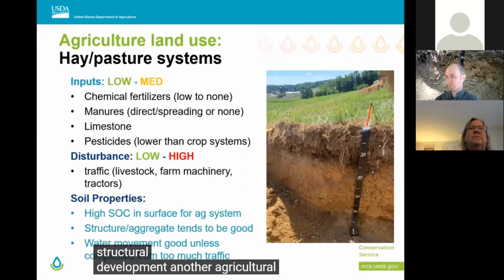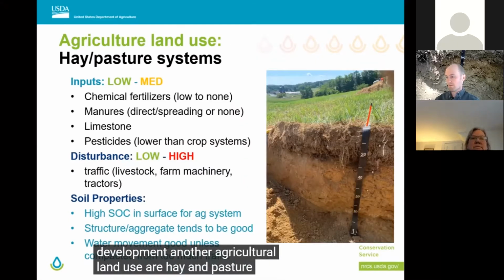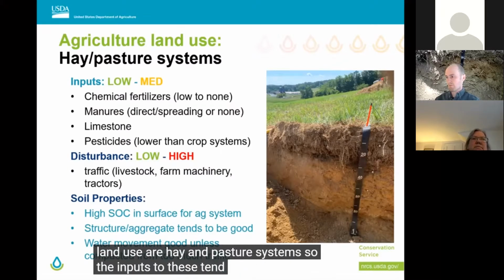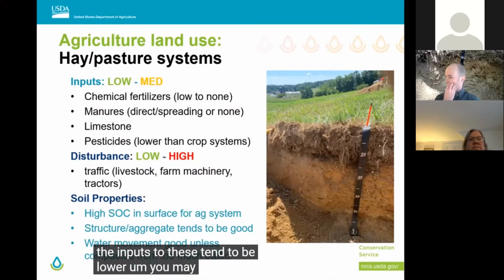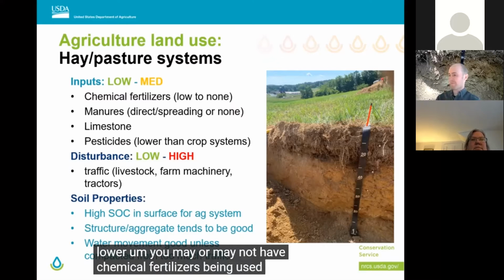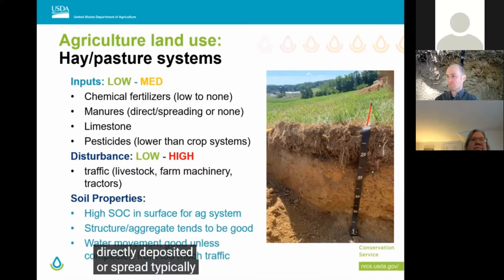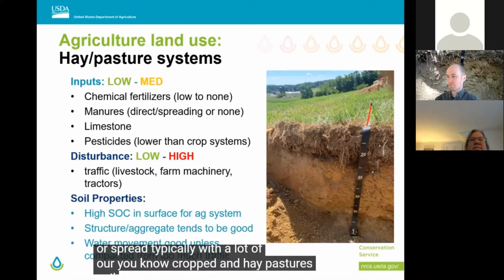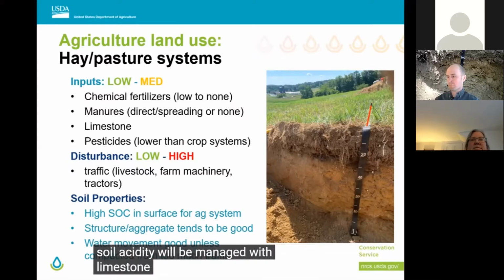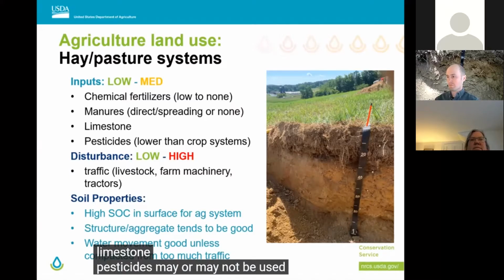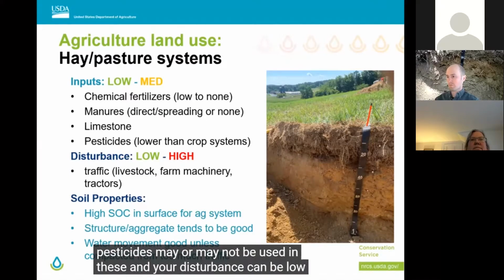Another agricultural land use is hay and pasture systems. The inputs to these tend to be lower. You may or may not have chemical fertilizers being used on these. You may or may not have manures either directly deposited or spread. Typically with a lot of our cropped and hay pastures, soil acidity will be managed with limestone. Pesticides may or may not be used in these, and your disturbance can be low to high in these.